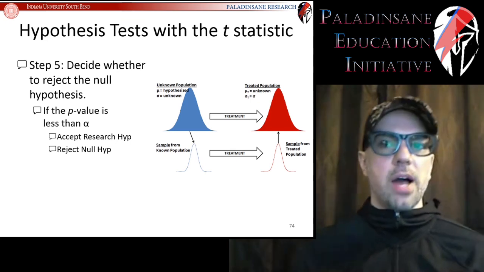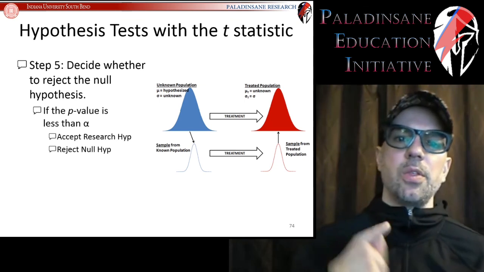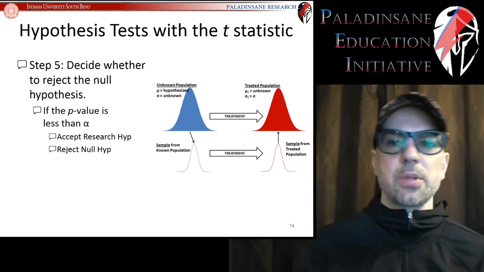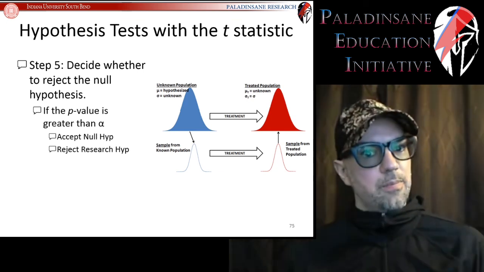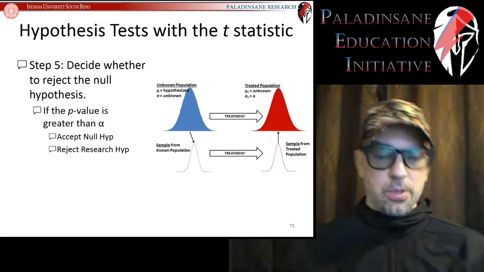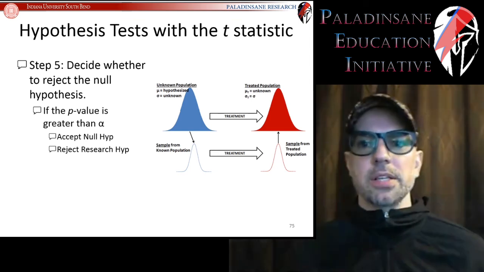Our alpha level is 0.05. That means that our p-value is less than our alpha value. That means this is the decision we're going to make: accept the research hypothesis. If, on the other hand, our p-value was greater than our alpha level, we would do the opposite. We would accept the null hypothesis and we would reject the research hypothesis.